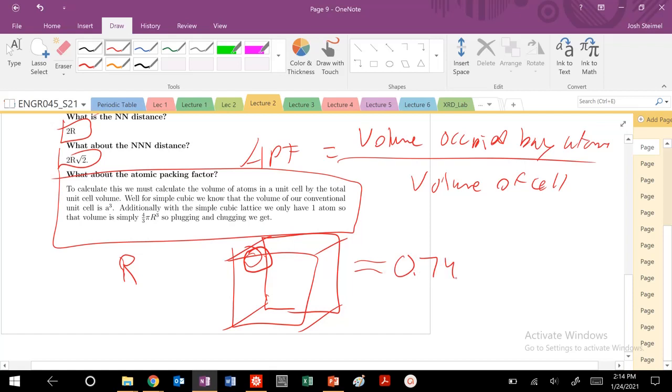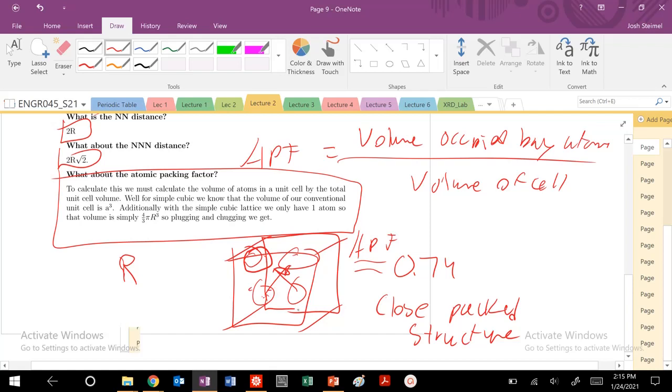Now, why is it important that we know this? If our APF equals 0.74, we call this a close packed structure. Why do we need to know this for materials? Well, we'll get into this again in the future: if the atoms are very close together, then when we look at dislocation motion, shear, movement of atoms, or diffusion, we want to jump to nearest neighbor locations, and it's easier to slide dislocations in close packed planes and close packed structures. So they often are more ductile. Again, structure dictates property. That's why we're focusing on this in this course.